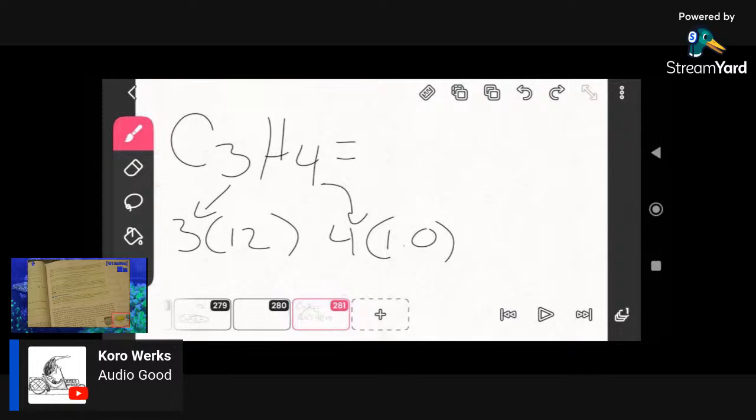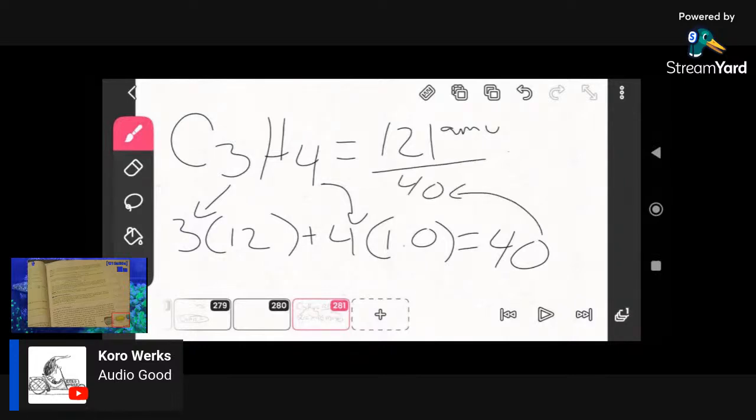So now you get those numbers, and when you add them, you're going to get 40. And then they gave us the atomic mass unit of this one, which was 121 AMU. So I get the original number they gave us and divide that by 40, and we're going to get 3.025 or so.